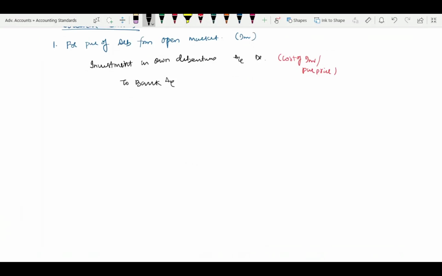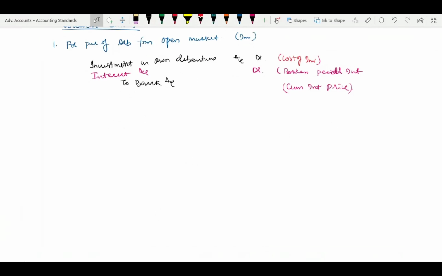But here, my dear friends, at the time of paying, one important thing I have missed out. Investment in own debentures is the cost. Next one is broken period interest. Therefore, interest account debit, for broken period interest, to bank, for cum interest price. Cum interest price means ex-interest plus interest put together. Got it? So cum interest price.